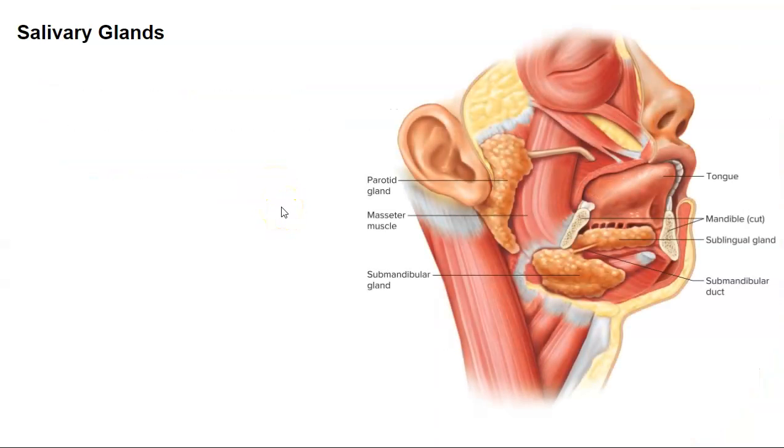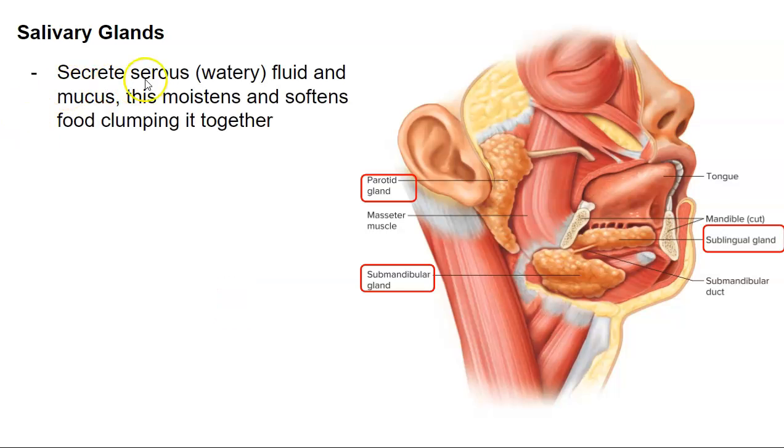The salivary glands. There's three. There's the parotid gland. That's right in front of your ear. You can feel that right now if you'd like. You have the submandibular gland, which is right beneath your mandible, and then the sublingual salivary gland, which is right underneath your tongue. Those secrete watery fluid and mucus, so that moistens and softens the food and allows the food to clump together to prepare for swallowing.